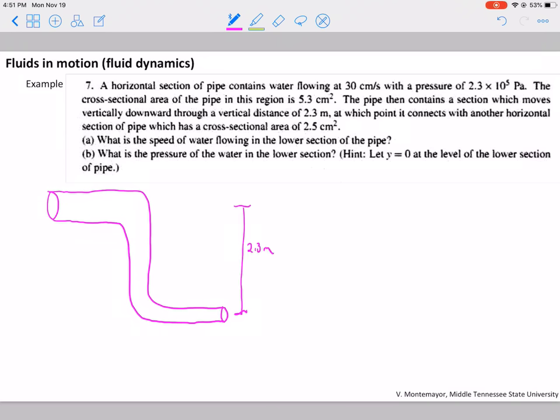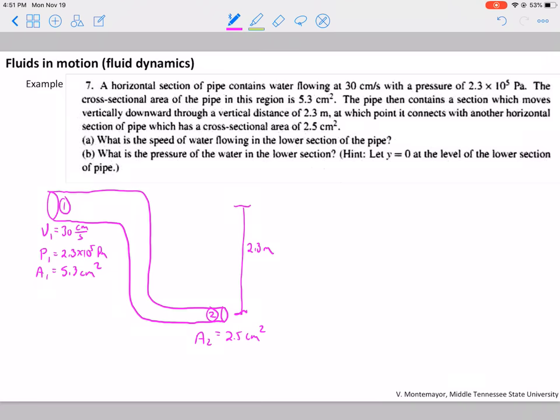They also gave me the velocity at the top, and we're going to call this location 1 and the bottom one location 2. So V1, it said, is 30 centimeters per second. They also gave me the pressure at point 1, which is 2.3 times 10 to the 5th pascals. And finally, the cross-sectional area at point 1, which is 5.3 centimeters squared. Down at the bottom, I get area 2, which is 2.5 centimeters squared. So a few things that we can find.